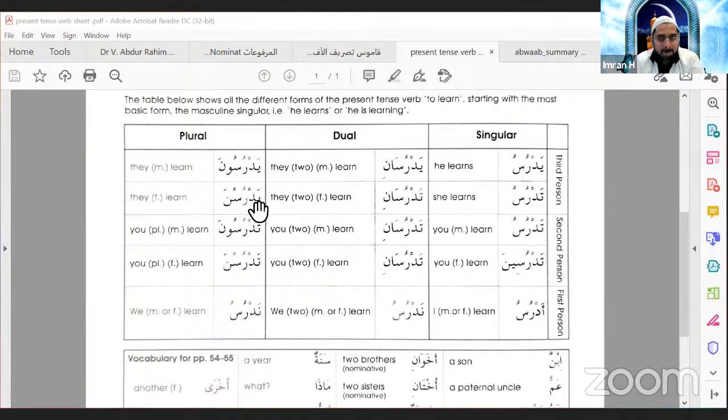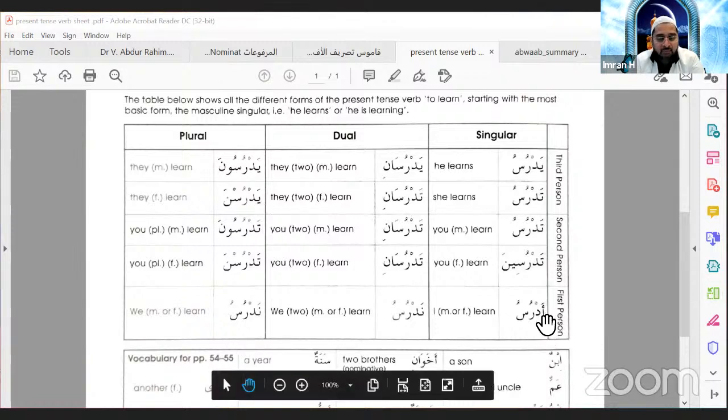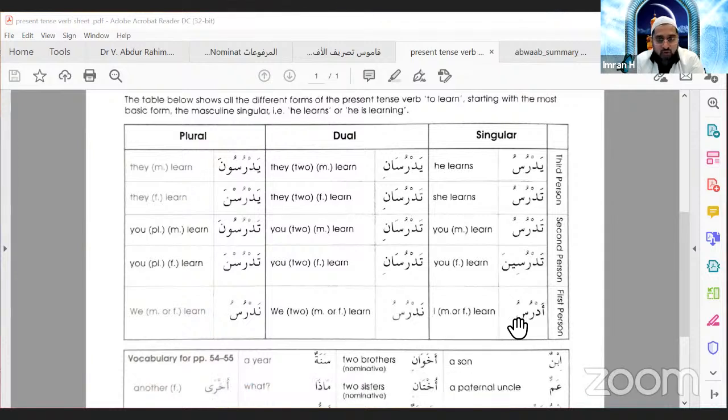Is this clear? Yes. Thank you. I learn, we add an alif in the beginning, adrusu. We learn, nadrusu. So adrusu, I learn. Nadrusu, we learn. Right. Who shall I pick? Who was the last person? Okay, let's choose this time round. Who came last time? Sister Zahra, I'll pick you first.